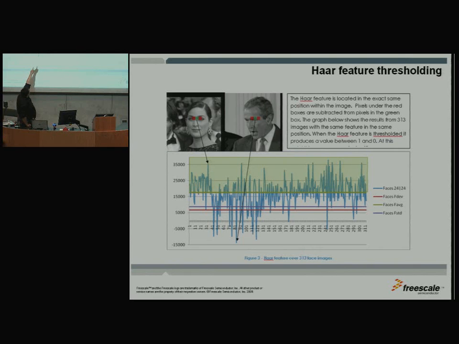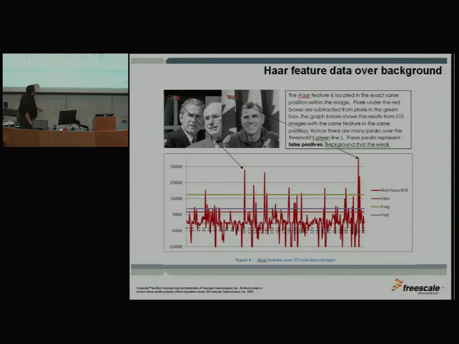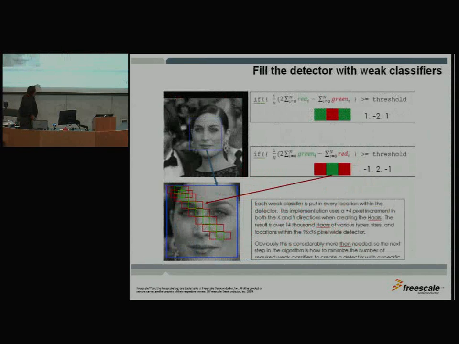But over here, the face isn't lined up. It's not centered right. So over here, I get my lowest value for that feature. So I scan across all those images and I plot it there. And then I calculate a threshold. These are background images.